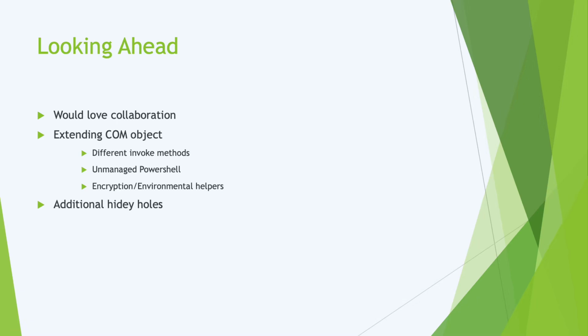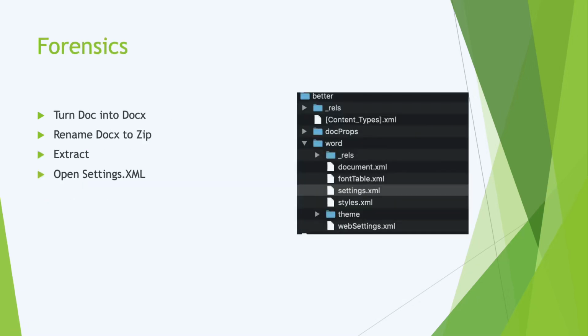Last thing I wanted to show you guys before we do some more questions is forensics. So if we wanted to look at this, like I said, the doc file, there's not a whole lot you can do to get it out of this. But if you suspect that something's malicious, you can always turn it into a docx file, rename the docx to a zip, extract it, and the document variables all live in settings.xml.